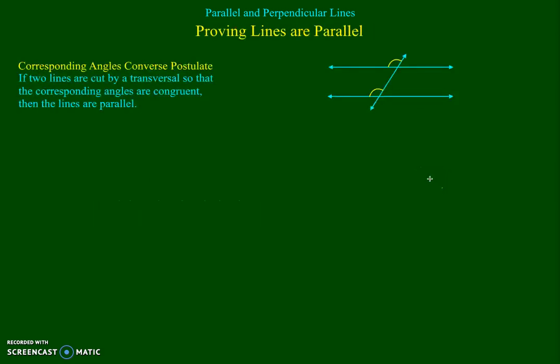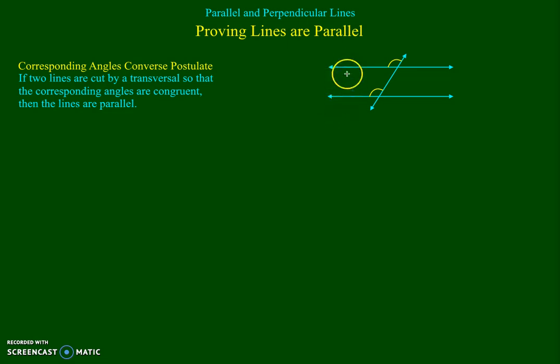So here we're going to be proving that lines are parallel. And the first thing we're going to look at is the corresponding angles converse postulate. If two lines are cut by a transversal so that the corresponding angles are congruent, then the lines are parallel. Remember that the corresponding angles theorem gave us that the two lines were parallel and said because the two lines were parallel, the corresponding angles must be congruent. In this case, we're saying that if two lines that aren't given to you as parallel are cut by a transversal, but you are given that the corresponding angles are congruent, then you must know that the lines are parallel.